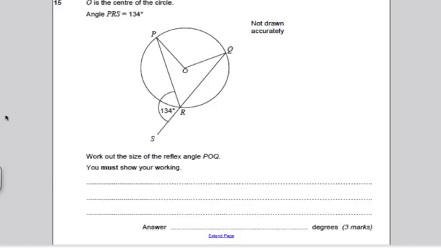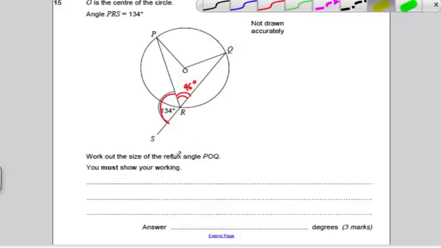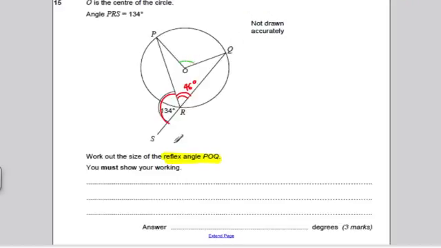Okay, they've got a circle for us here, and they tell us that this angle here is 134. Because this is a straight line, we can easily work out this angle is 180 minus 134, which is 46 degrees. They've asked us to work out the size of, and this is the key bit, the reflex angle POQ. So POQ, we think naturally it's that one. But they want the reflex, the one that's bigger than 180. So they want that one there, so we've got to be very careful.